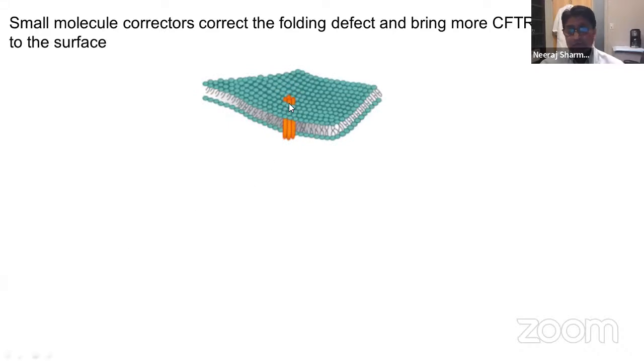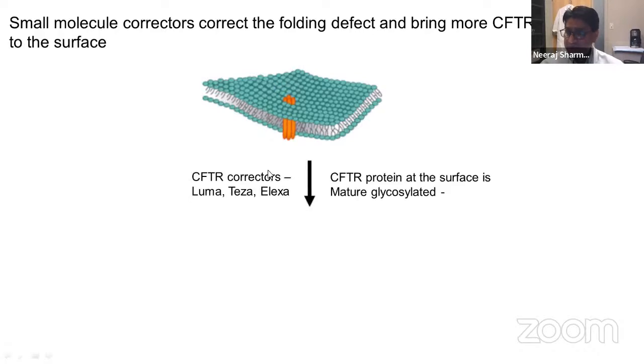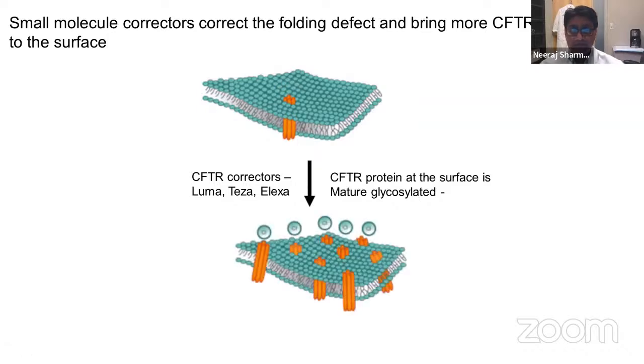Here you can see that only a few or no CFTR molecules are present on the surface. But when you add those corrector molecules that I was showing you earlier, it could be lumacaftor, tezacaftor, elexacaftor, but these are in combination. If you use only one, it doesn't work. What that results in is glycosylation of that CFTR protein so that it gets fully glycosylated. It goes through the Golgi, reaches the surface, and starts conducting the chloride ions.